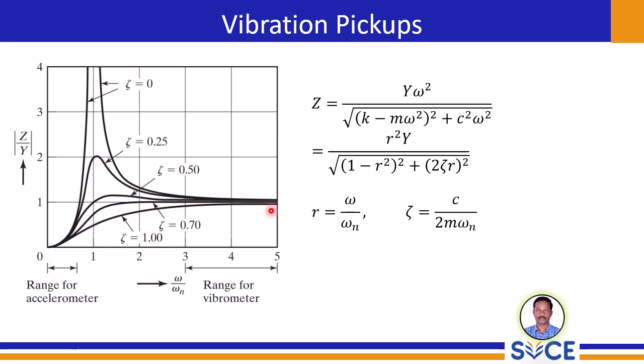This frequency dependent behavior is what allows us to use the seismic instrument for different purposes. Notice the indicated range for accelerometer and vibrometer at different frequencies. We will discuss this in more detail, how the operating frequency range relative to the natural frequency and the damping ratio determines whether a seismic instrument is best suited for measuring acceleration, velocity or displacement.